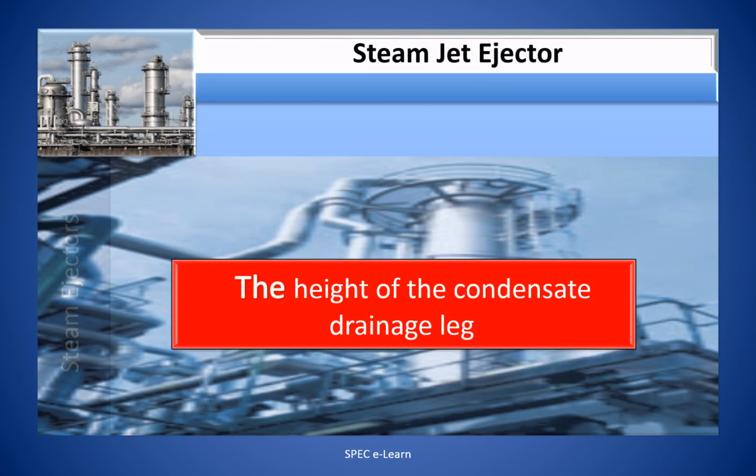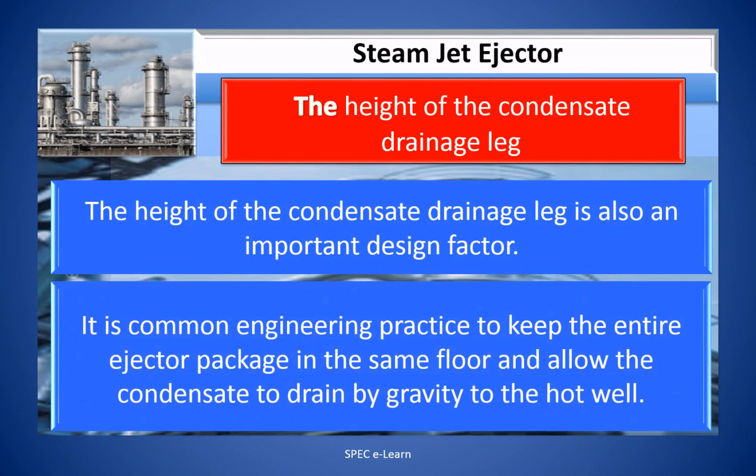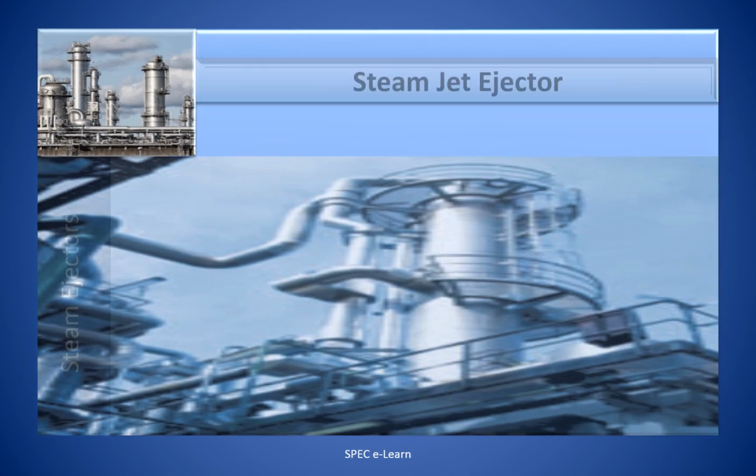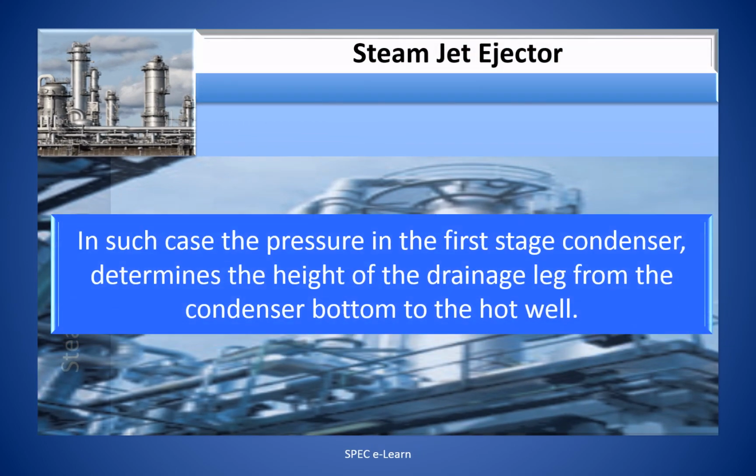The height of the condensate drainage leg is also an important design factor. It is common engineering practice to keep the entire ejector package on the same floor and allow the condensate to drain by gravity to the hot well. In such a case, the pressure in the first stage condenser determines the height of the drainage leg from the condenser bottom to the hot well.